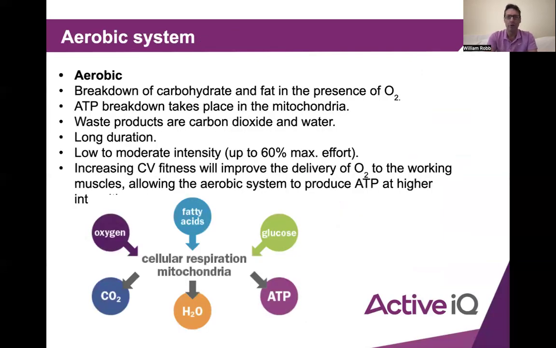Now, lastly, the aerobic system. The aerobic system is created from the breakdown of carbohydrates and fat in the presence of oxygen. ATP, adenosine triphosphate, is produced in the mitochondria. Mitochondria is the power within the cell. Waste products are carbon dioxide and water. It's a long duration, low to moderate intensity of up to 60% of your maximum effort. Increased cardiovascular fitness will improve the delivery of oxygen to the working muscles, allowing the aerobic system to produce ATP at a higher intensity.